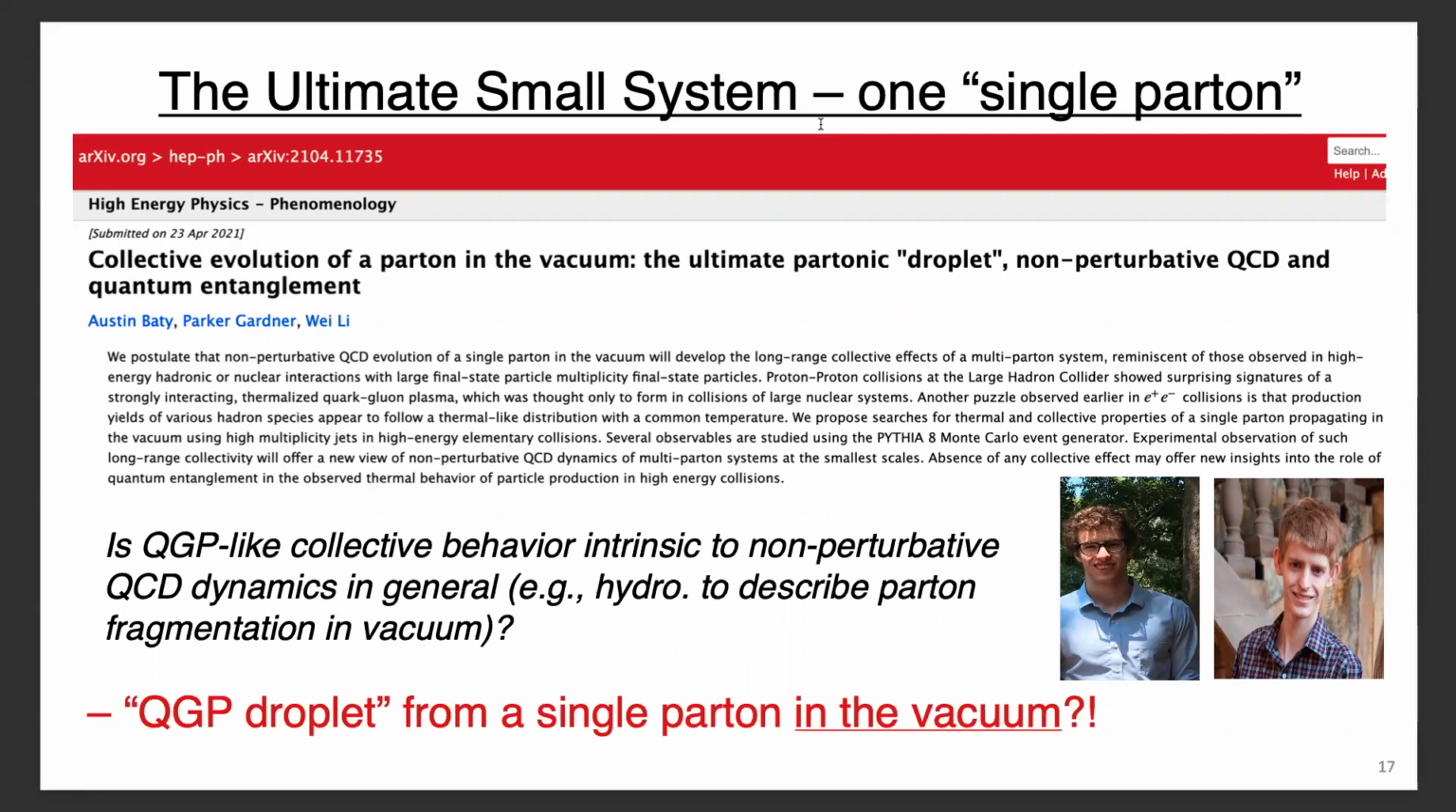particle. So the question I want to ask is whether this QGP-like behavior is intrinsic to the non-perturbative nature of the QCD dynamics. So in general, you may be able to see a similar QGP-like signature just from one single particle as it evolves in the vacuum. So let me elaborate what I mean here.